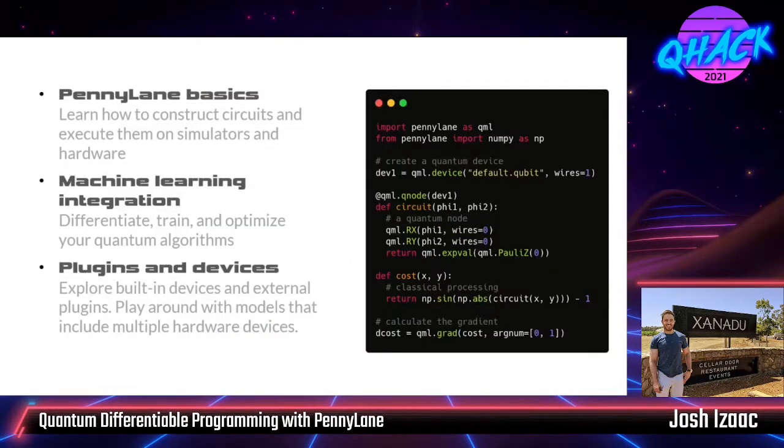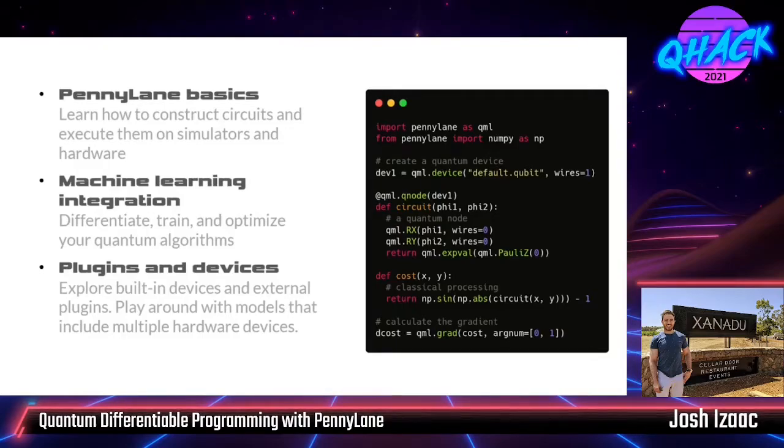So we'll start off with the basics: how to construct quantum circuits in PennyLane and evaluate them by dispatching them to various quantum simulators and hardware. Next, we'll explore integrating your workflow with machine learning, how we can differentiate quantum circuits, train them, and optimize quantum algorithms in PennyLane. We'll go into more details about how we can find gradients of quantum circuits and train hybrid models. Finally, we'll briefly explore the various plugins and devices we have available in PennyLane.